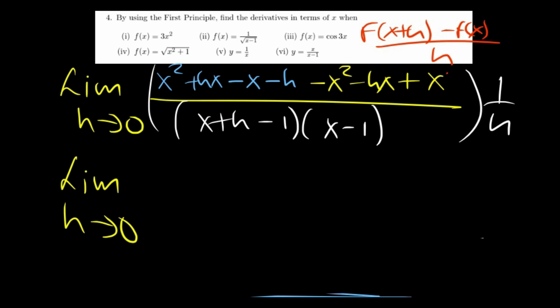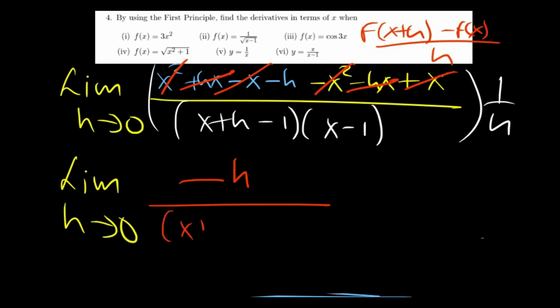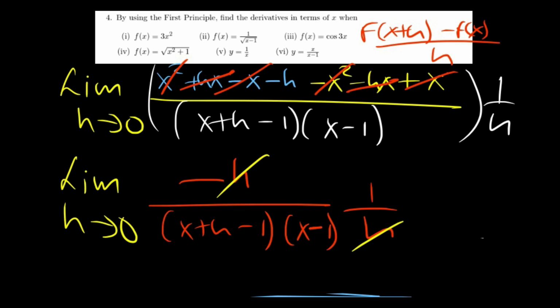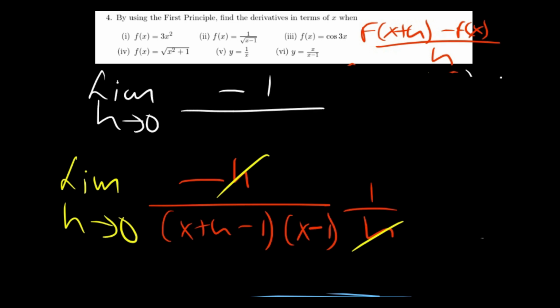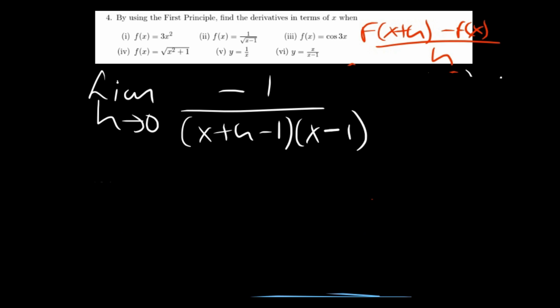Right? So let's cancel out what's common. x squared will cancel, minus hx plus hx, positive x and negative x. What remains is negative h on top, and then on the bottom we have x plus h minus 1, x minus 1, and then 1 over h. So that can also go away. What remains at this point is the limit as h approaches 0, and then negative 1 over x plus h minus 1, and then x minus 1. So whatever is h, we're going to put a 0, and so that will disappear.